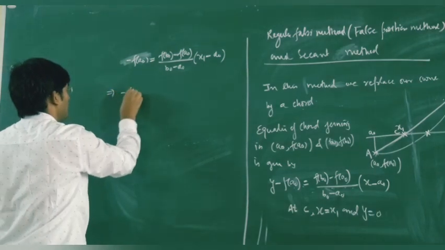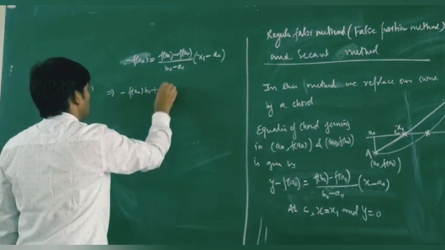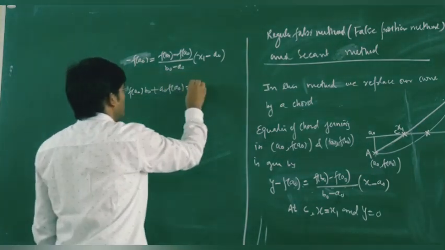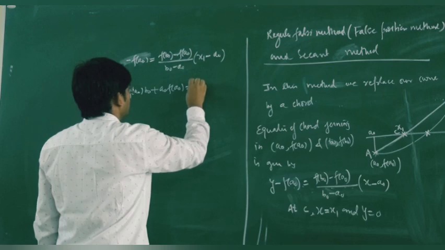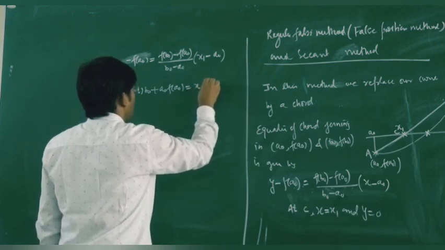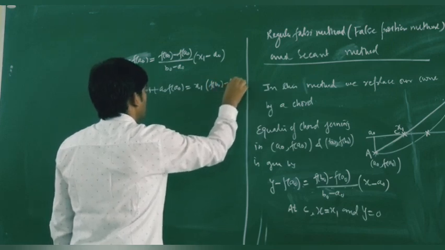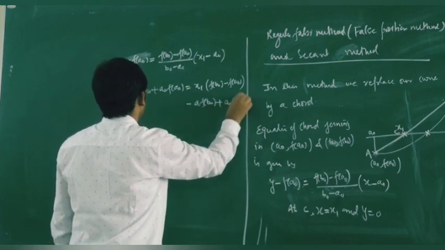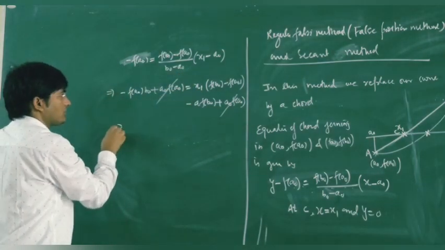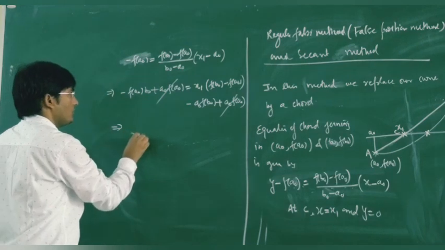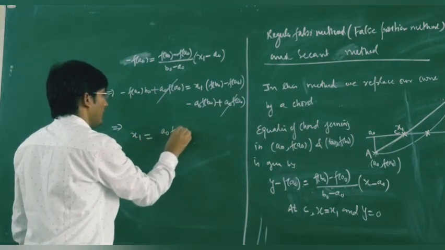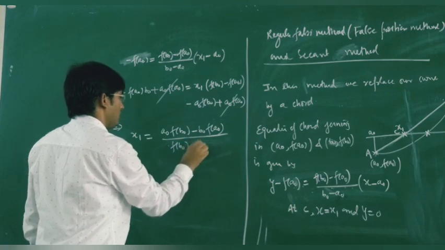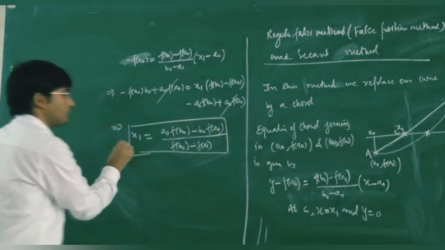So from here we have minus f(a0) into (b0 minus a0) equal to x1 into this bracket, x1 into [f(b0) minus f(a0)], then we will have minus a0 f(b0) plus a0 f(a0). So you can see that this term is cancelled. So from here our x1 is equal to [a0 f(b0) minus b0 f(a0)] divided by [f(b0) minus f(a0)]. So this is your x1 after one iteration.